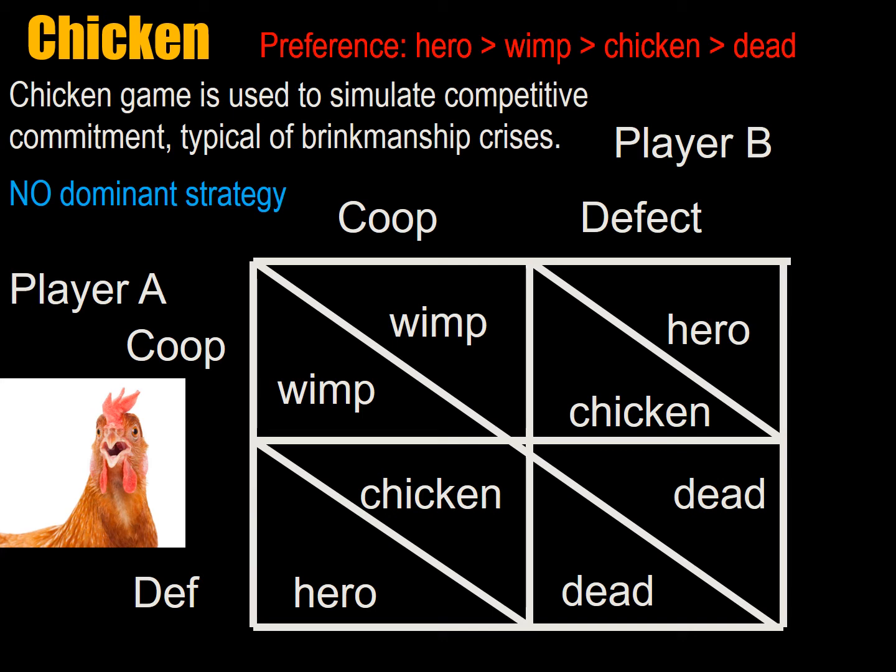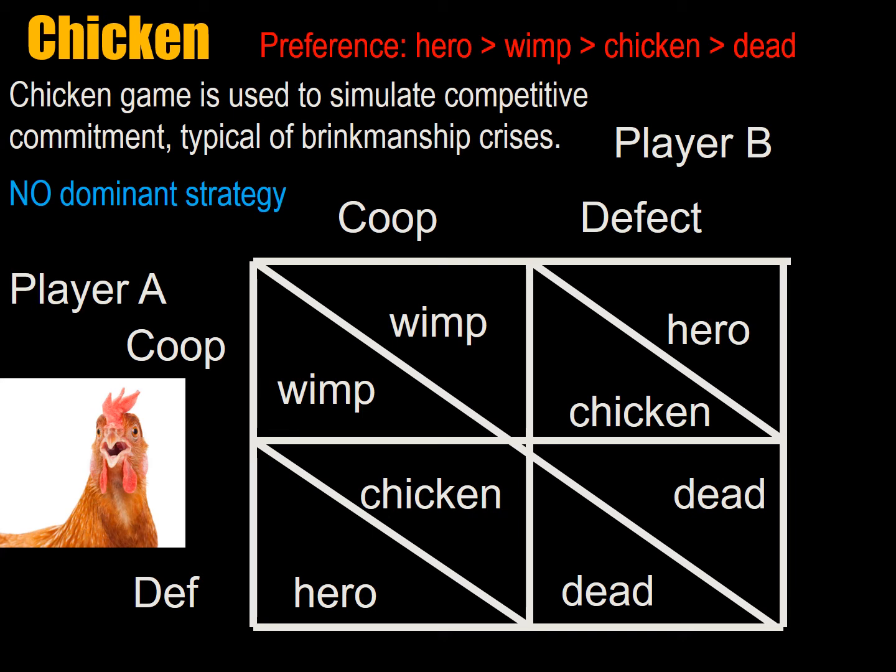So to solve this, we're going to look at other techniques. But for now, let's see if we cannot find a dominant strategy. So for player A, there are two strategies, cooperation and defection. And let's compare those two with respect to player B's strategies. So for player B's strategy of cooperation, player A has two choices, cooperation or defection, and there are two payoffs, hero or wimp. Now hero is worth more than wimp, so player A should choose defection.